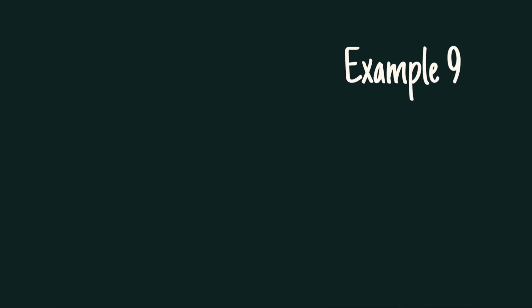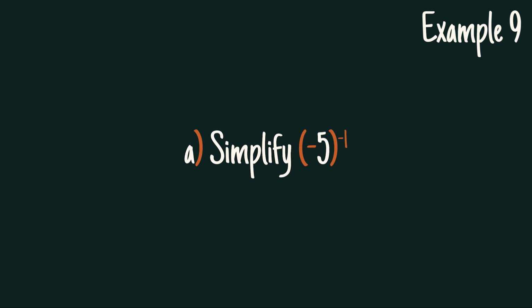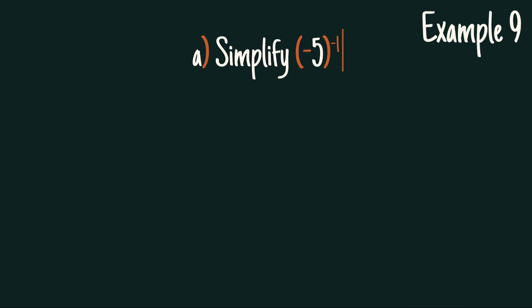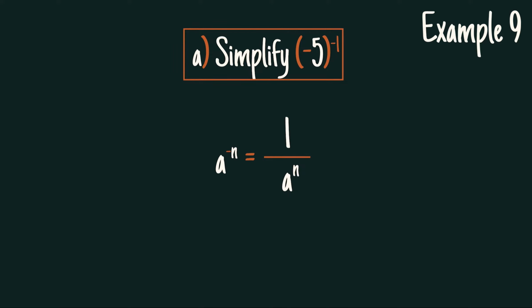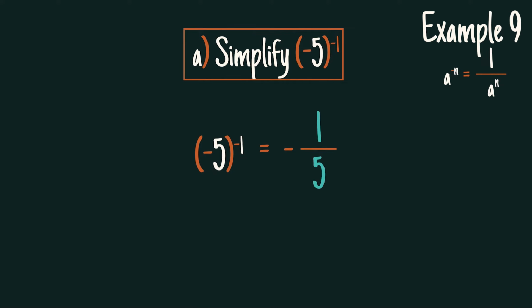For example 9a with negative index, simply reciprocate the index notation with the negative index property. And your answer will be, in this case, negative 1/5.